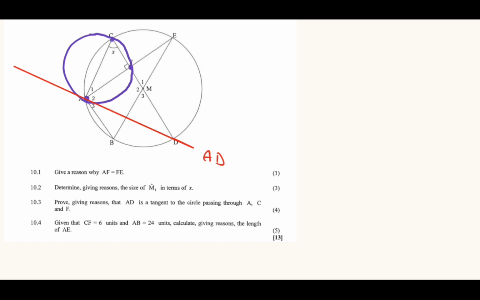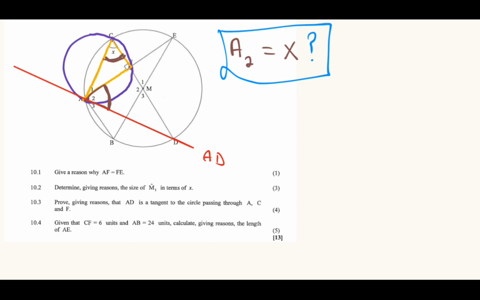We can see that inside this circle there is a triangle, and that triangle touches the tangent AD, and both of the other vertices are on the circumference of the circle. So we expect that that angle should be equal to that angle, because there is a theorem which states that an exterior angle of a cyclic triangle is equal to the opposite interior angle. So here's our opposite interior angle, so that and that should be equal to each other. If we can prove that this angle is equal to that angle, then we will have proved that AD is a tangent to the circle passing through A, C and F. Is A2 equal to X? If we can prove this, then we know that AD will be a tangent to the circle which passes through A, C and F. So how do we prove that A2 is equal to X?